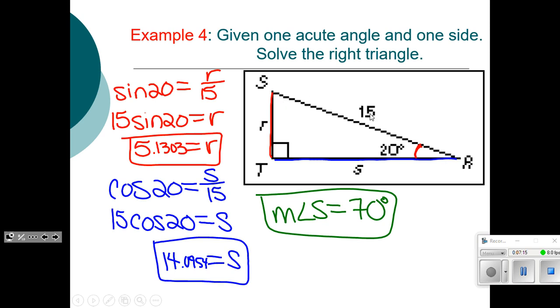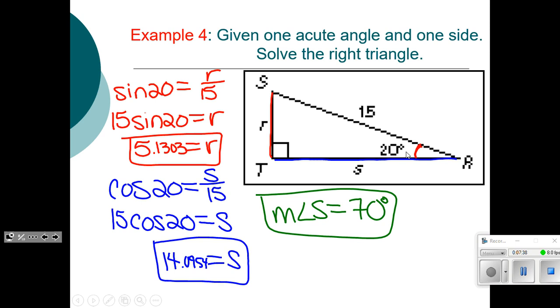You have 15 here. We don't know this. This one is S, I'm sorry, this one is S, this one is R. We need to find this side and this side. So we're going to use sine, cosine, or tangent to do that. Once an angle is given, you're going to use the ratio, okay?